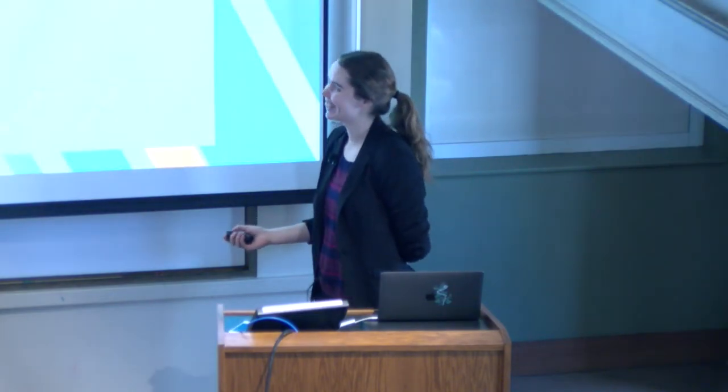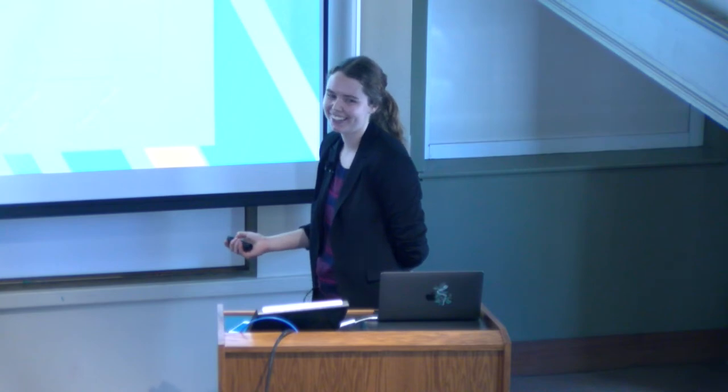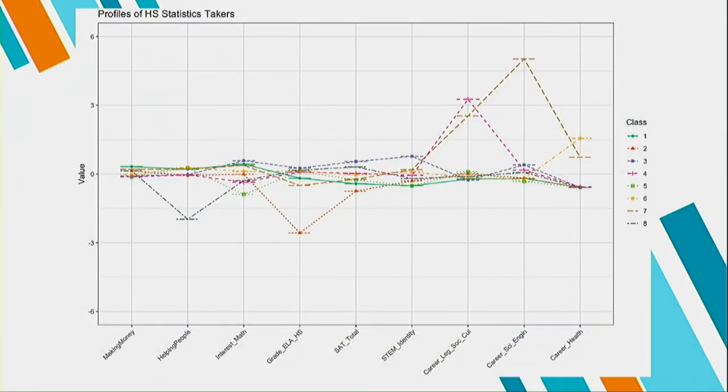Can you go back to your graph? So this is a little simpler way. This isn't the latent class analysis. Yes. So this is, like, class 2 down here has very low scores. This isn't like a logistic regression or anything. This is kind of the precursor to the table that I showed you. It's pretty, but it's not very easy to parse. But it shows, like, making money, there's not much difference.